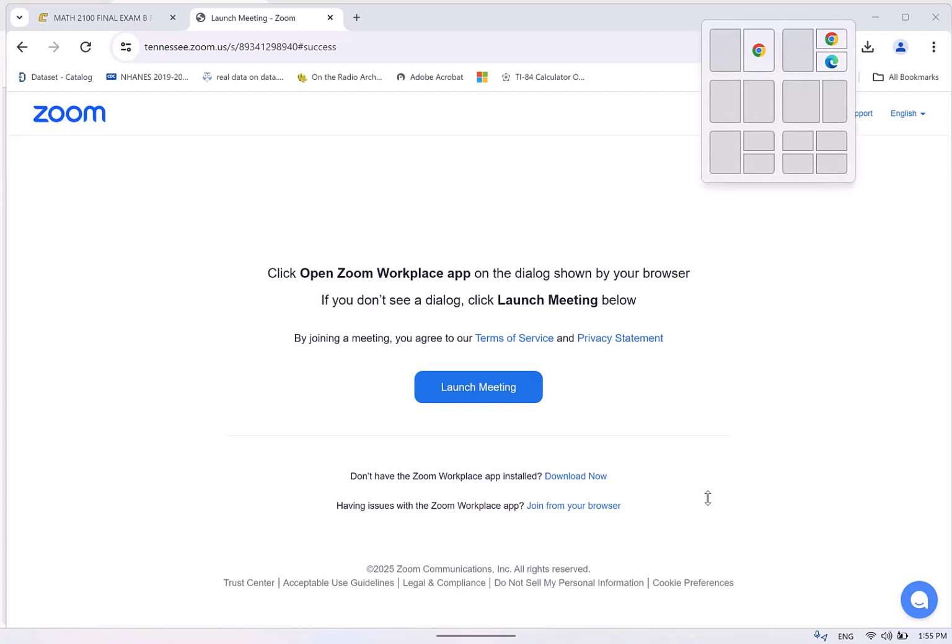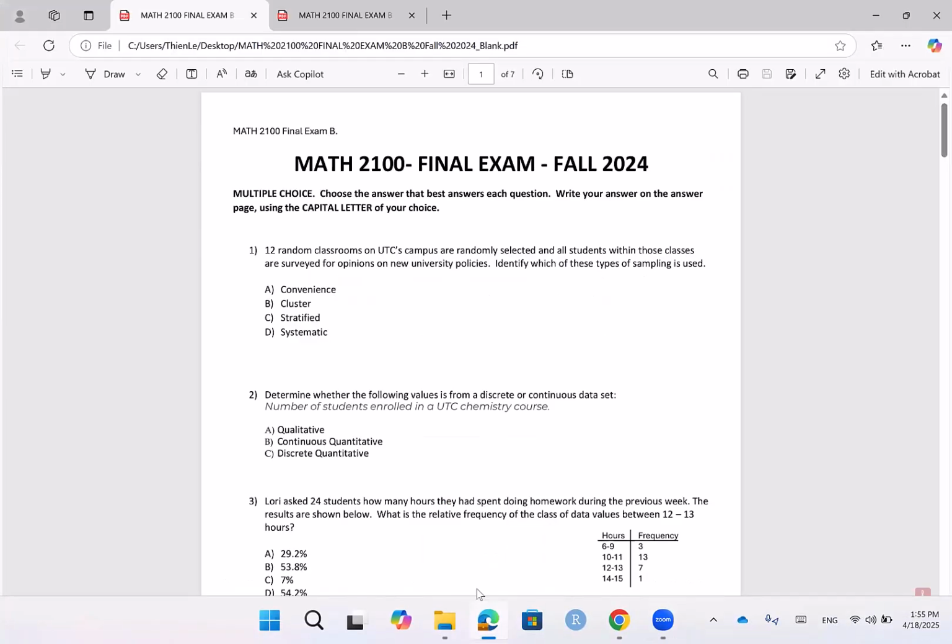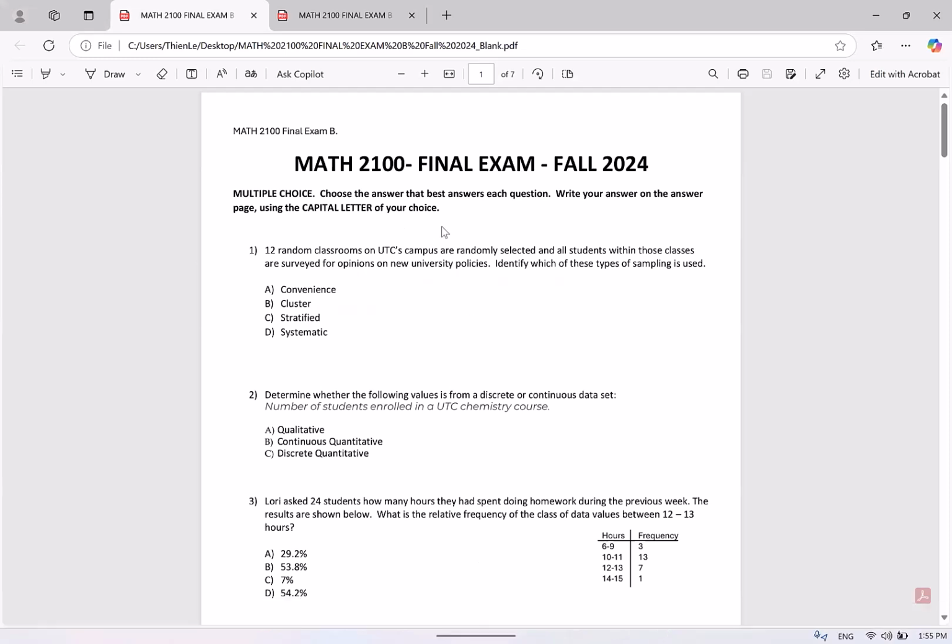Hello everyone. So today we will look at a sample of the final exam in the last semester, and we'll go over all the questions so you can see what we expect from the final exam. So let's hop on. We have two files here, one file for the blank exam and one file with the solution. So let's look at all the problems.